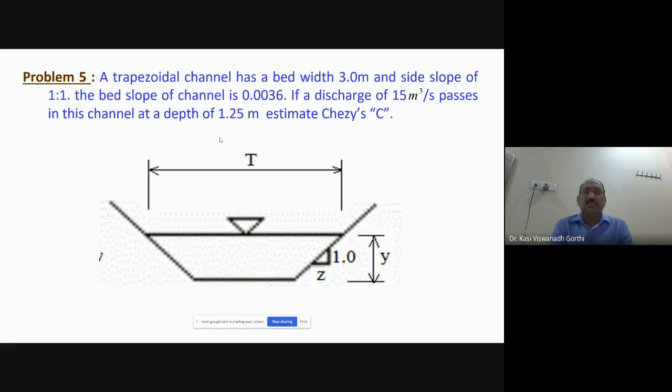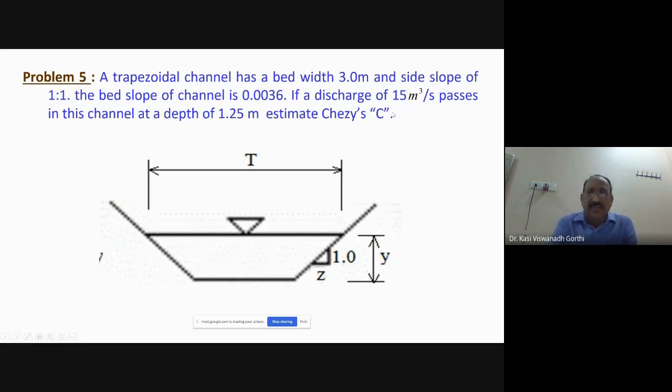V is equal to C into square root of RS. To make use of Chezy's formula and get the value of C, what is required? On the left hand side, you have the velocity V. But in the problem, the discharge is given, so you can directly make use of the discharge equation, Q is equal to A into V.